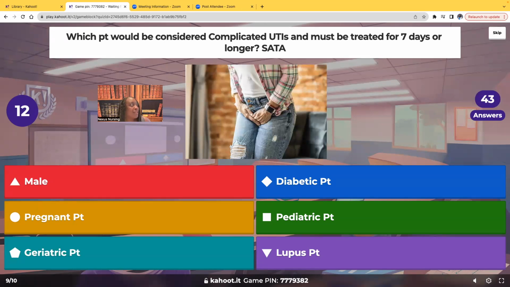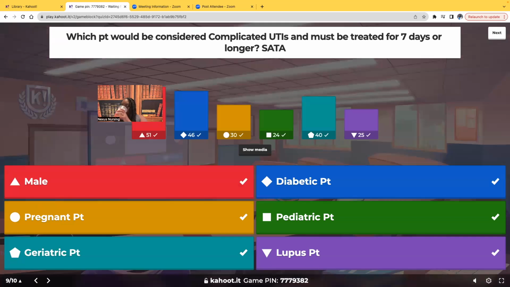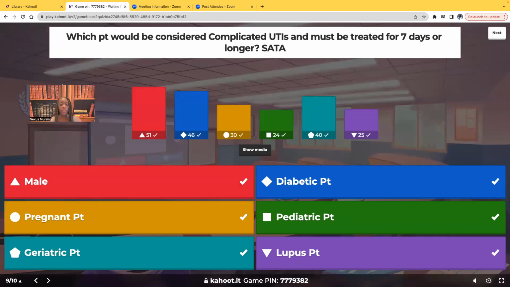Pam said male. Very good. Everyone on the live is saying male. Very good. Who else? Everyone on this list. Everyone on this list, if they have a UTI, that UTI is considered complicated and they have to be on antibiotics for at least 7 days.